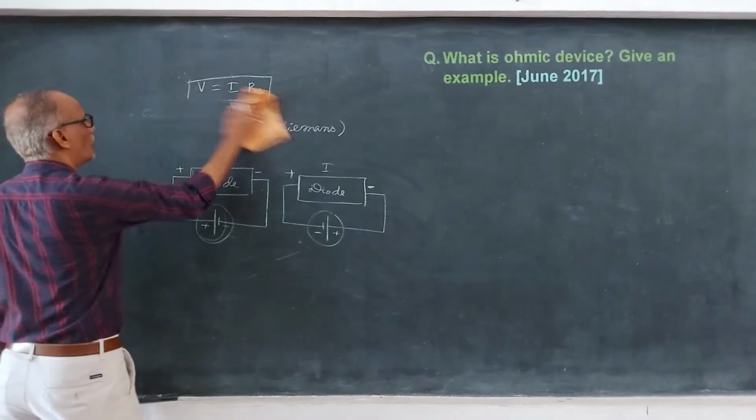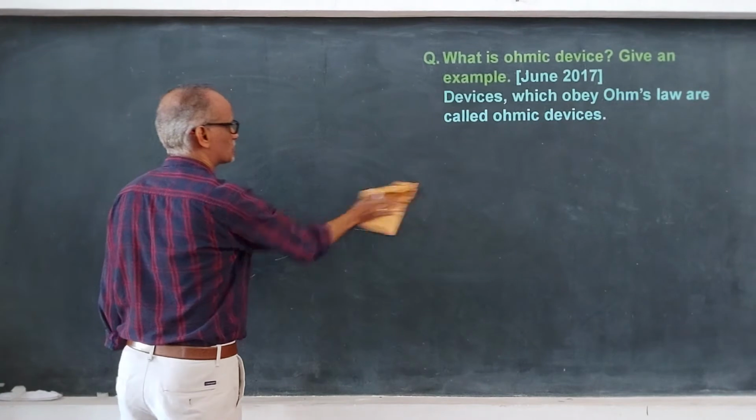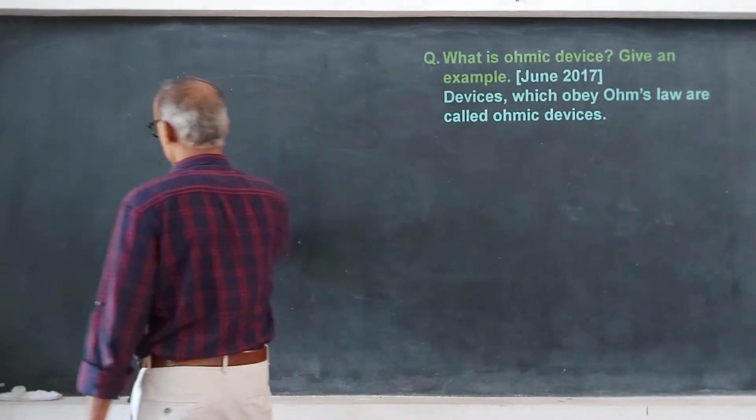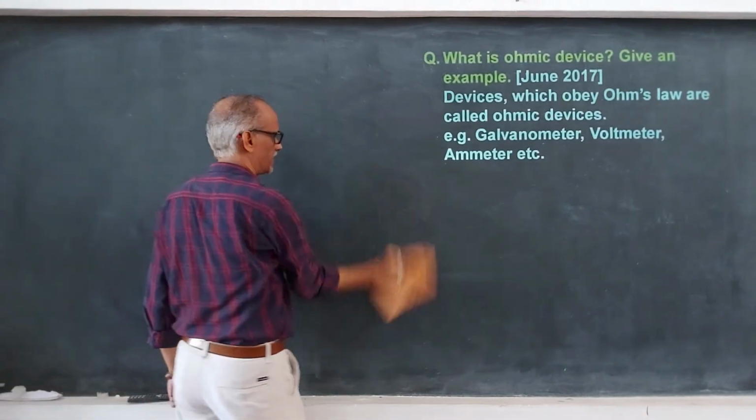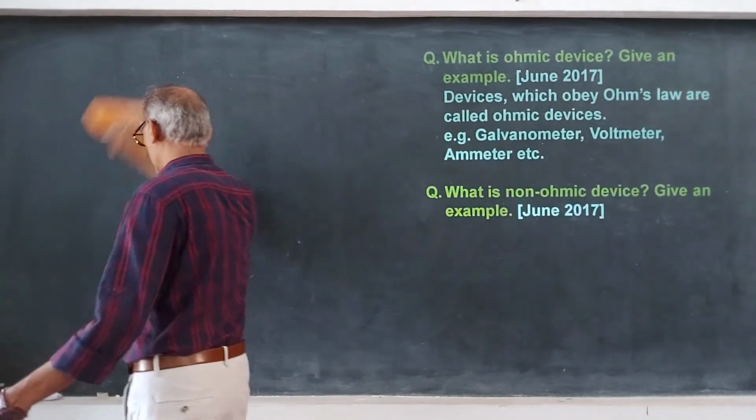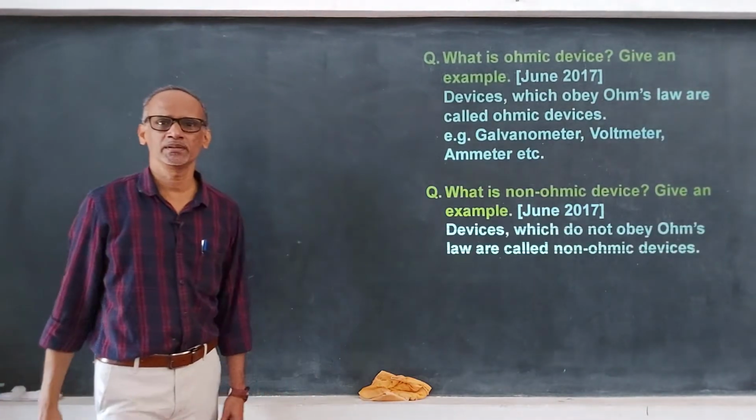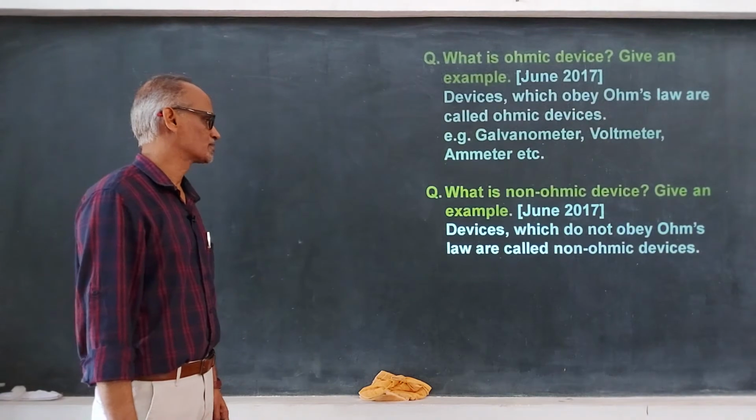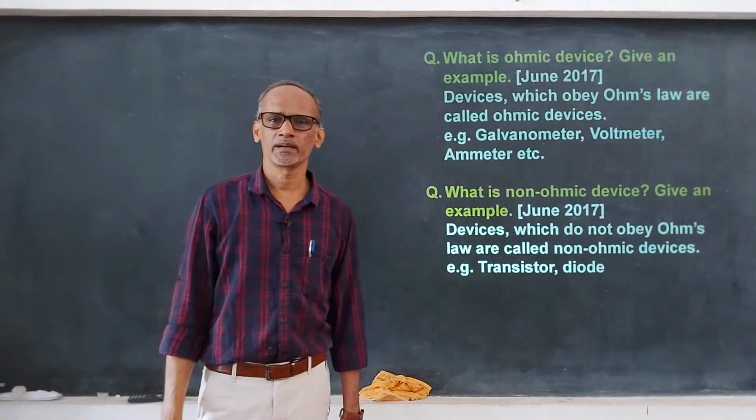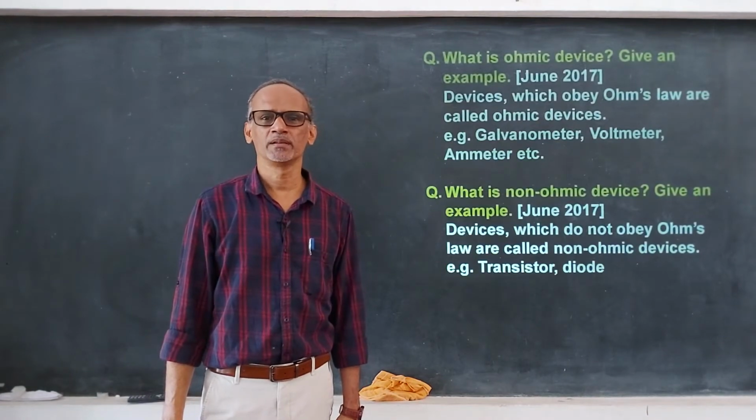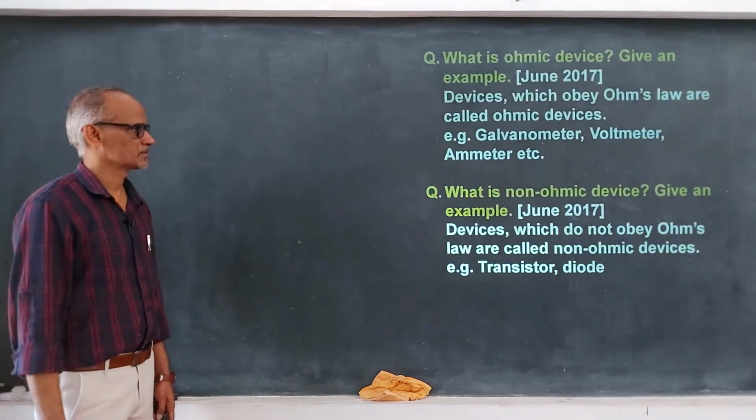Now, what are ohmic devices? I have already explained it. Devices which obey Ohm's law are called ohmic devices, and examples for them are the galvanometer, voltmeter and ammeter. After that, we have non-ohmic devices, give an example. Devices which do not obey Ohm's law are called non-ohmic devices, and transistor and diode are examples for non-ohmic devices. Both these questions have appeared once in the examination.